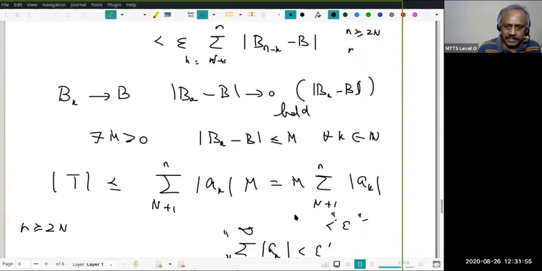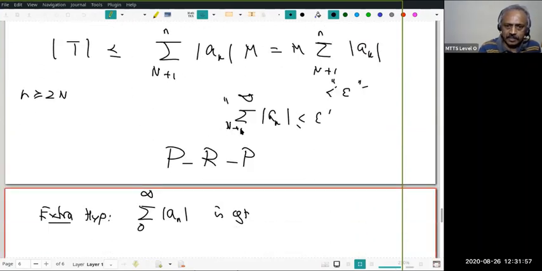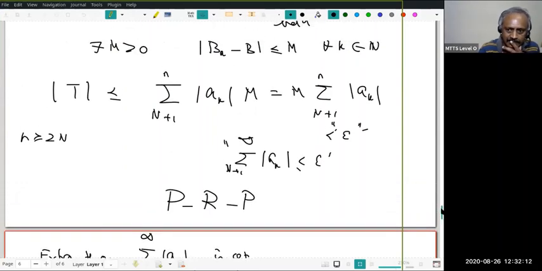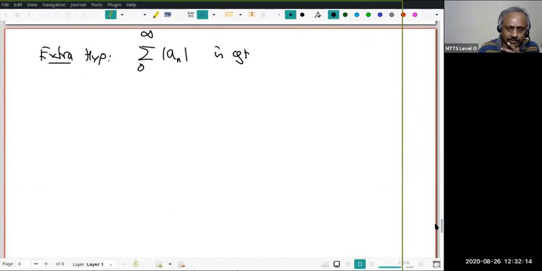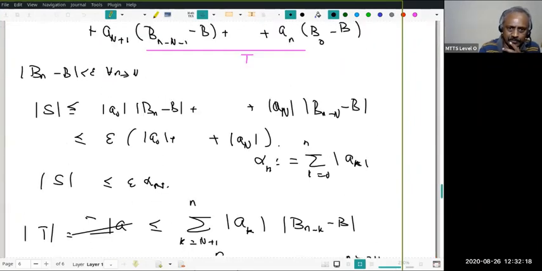Okay. Because this is the tail of the series. The sum from n plus 1 to infinity of mod a k is the tail of this convergent series. Therefore, it can be made arbitrarily small. Therefore, times M times epsilon. Therefore, mod t will be less than or equal to M times epsilon. Is that clear? It seems that we have achieved it. Right? Now, let us sit back and try to choose n1, n2, etcetera. Right? What are the things we assumed now?